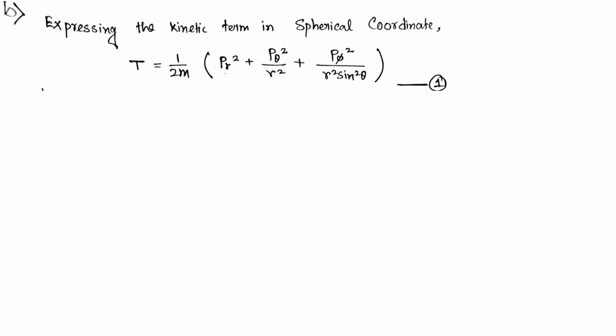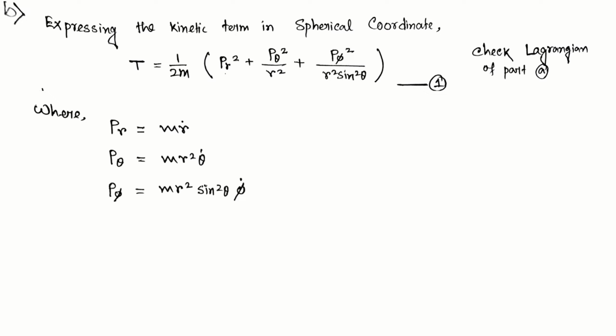So now we are expressing the kinetic term in spherical coordinate system. So check the part A part. There we have solved the Lagrangian, and from the Lagrangian this is the kinetic part. Here these are the quantities. p r is m r dot, p theta is m r square theta dot, and p phi is m r square sin square theta phi dot. So now first understand the problem.